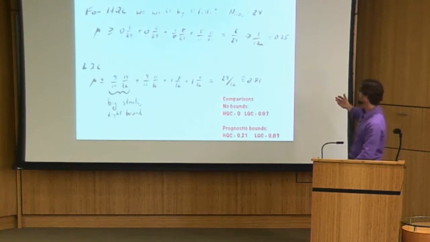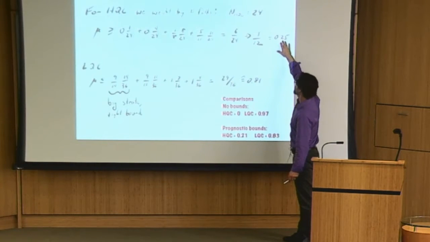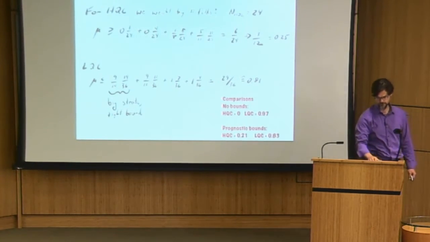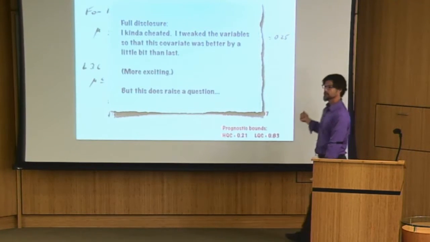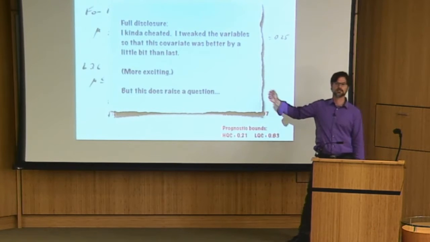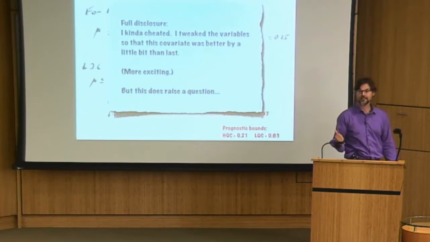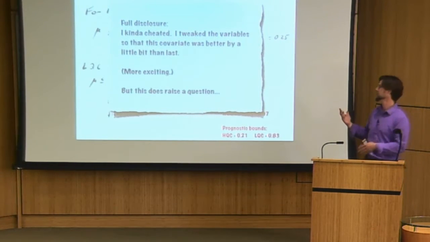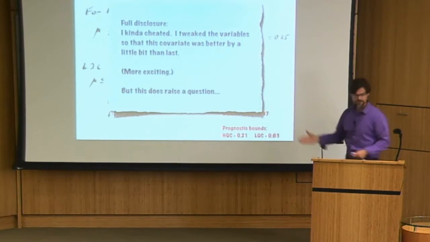If we do the calculations here, then we see that we get a bound of 25% and 81%, which is a little bit better than before. But full disclosure, I kind of cheated. The first time I put this example together, this bounding didn't work as well as the first one I showed you. And I didn't like that because that's not very exciting. So I changed it, and now it's better, right? That's statistics. But that does raise a question.